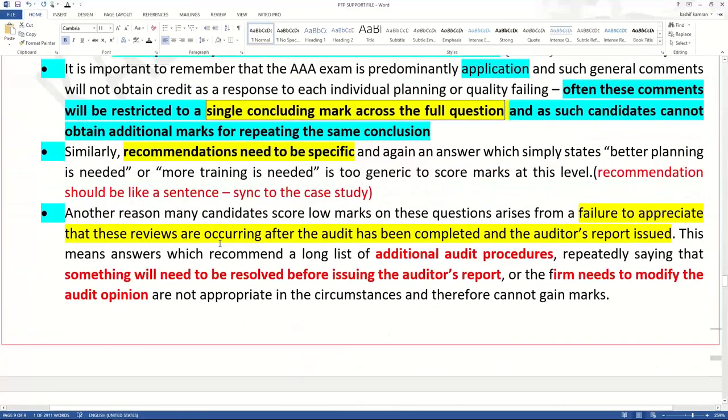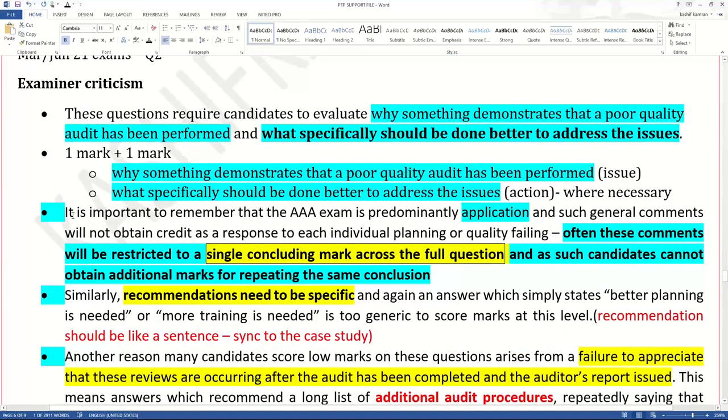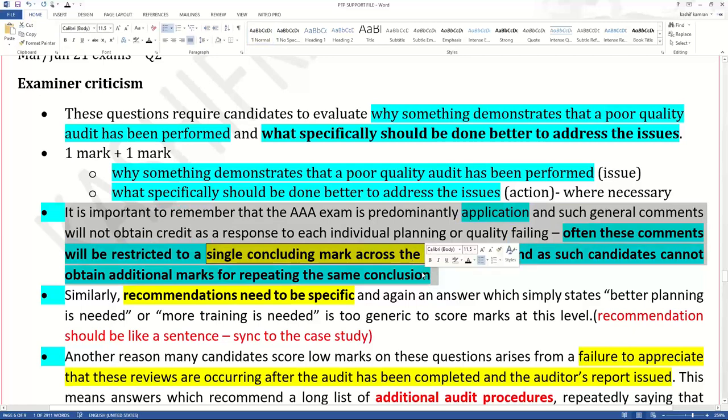See this criticism of the examiner right on the screen. It is important to remember that in an AAA exam, it is predominantly the application, and as such, journal comments will not obtain credit. Often these will be restricted to a single concluding mark across the full question. And as such, candidates cannot obtain additional marks for repeating the same conclusion. So have we given a single concluding mark across the full question at the end?